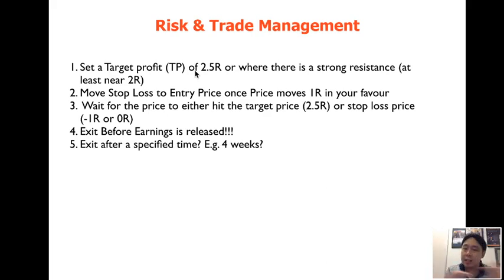But if we find that there's a resistance level before 2.5R, we can set our target price at least 2R. So we want to risk 1 to make at least 2 to make it worth our while. And once we're in the trade, all we have to do is shift our stop loss to the entry price once the stock moves 1R in our favor. Once that happens, we just leave it and allow the trade to hit our profit target or the stop loss price. So we either get minus 1R, 0R break even, or 2.5R profit target, or 2R in certain cases.